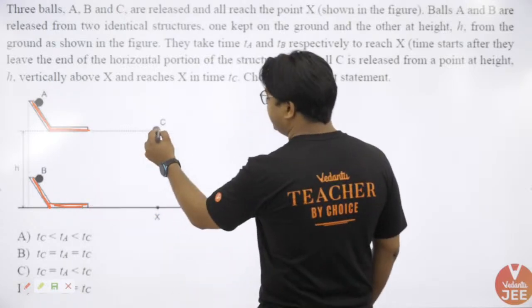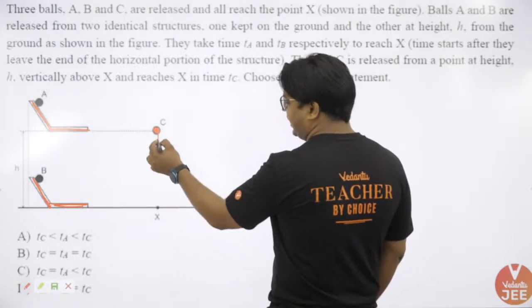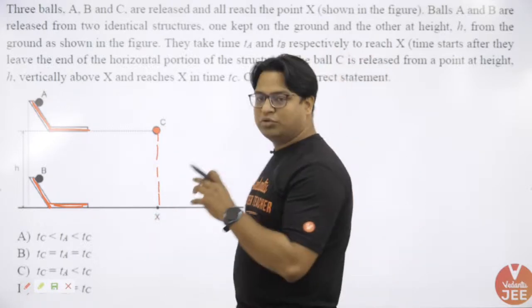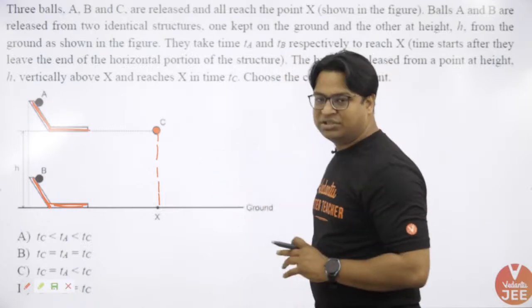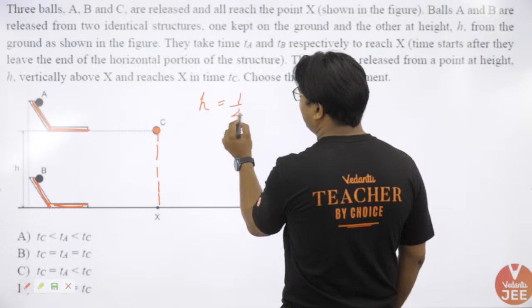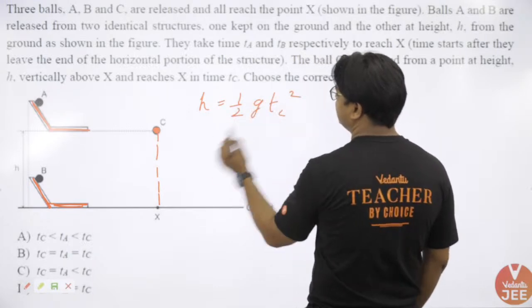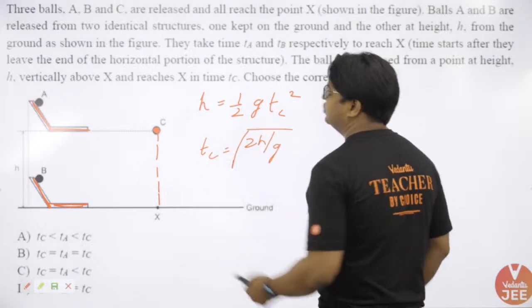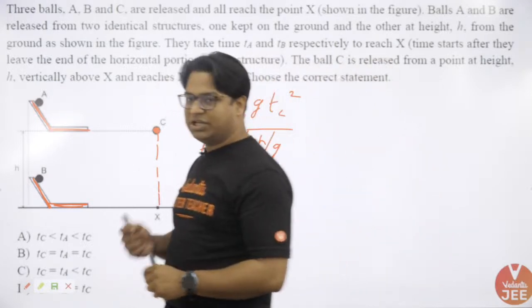Once we release this C ball, it takes some time to fall down from a height h, the time taken for free fall. In fact, if we want to write, we can write h equals half g tc square. So tc will be known to us, root of 2h by g. Though we don't need to calculate this, I'm just telling you.